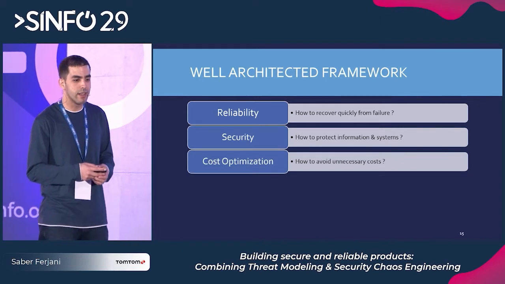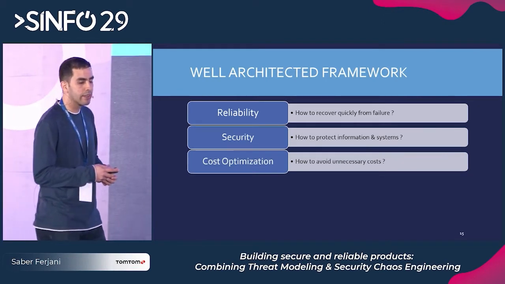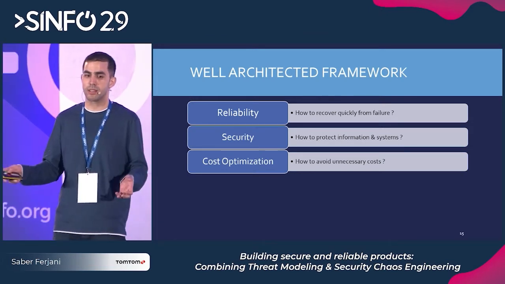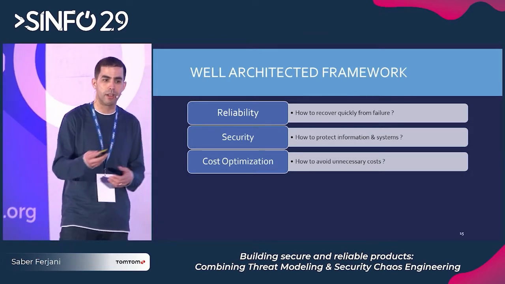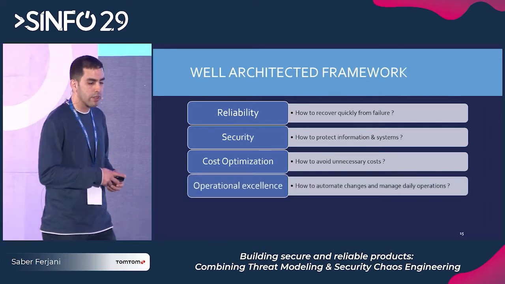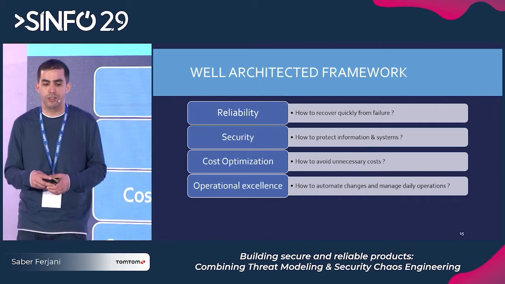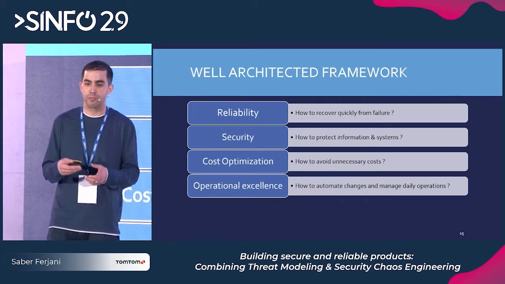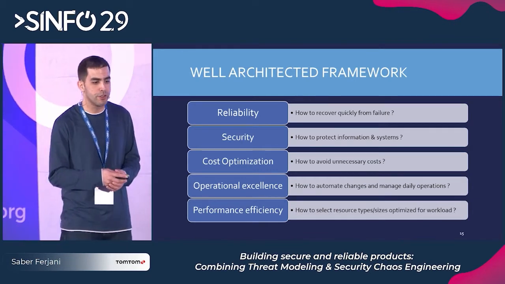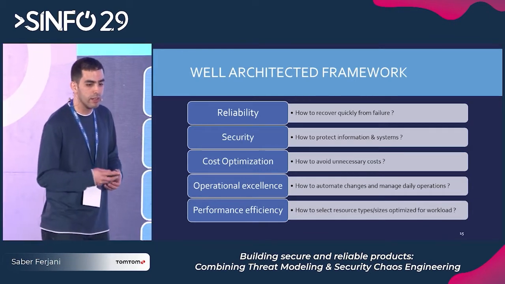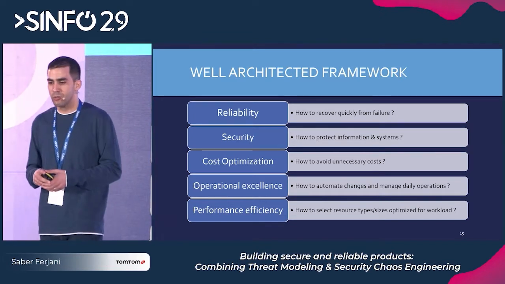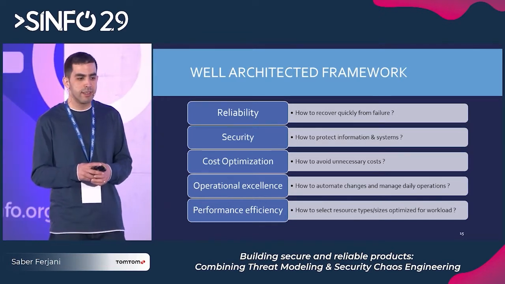Third question is how can we avoid unnecessary cost. When we have cloud deployment, we have multiple instances and services, and sometimes we have some kind of overlap, so we need to optimize our cost. Then, operational excellence, how to automate changes and manage daily operations, especially the manual one, we need to really automate them. And finally, performance efficiency, how to select resources, the type and size optimized for the workload. Now, let's do another retro. Is this good enough?